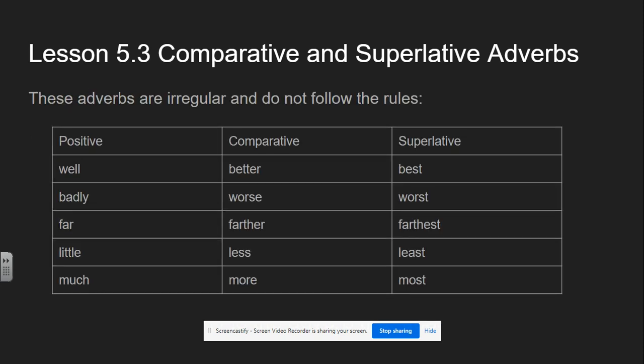Now, we know that in the English language, there are always words that don't like to follow rules. So here's a chart that you need to write down in your yellow notebooks of adverbs that don't follow the rules. We have three columns: the positive column, the comparative column, and the superlative column. If we use the word well, we would say better or best.